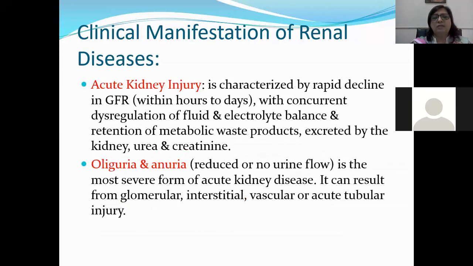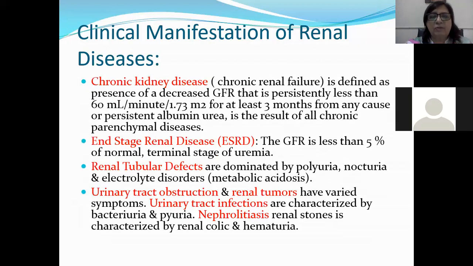Chronic kidney disease, or chronic renal failure, is defined as a decreased glomerular filtration rate that is persistently less than 60 milliliters per minute per 1.73 meter squared for at least 3 months from any cause, or persistent albuminuria. It is the result of all chronic parenchymal disease. So all these kidney diseases will result in chronic kidney disease, leading to end-stage renal disease. In chronic kidney disease, the glomerular filtration rate is decreased to less than 60 ml per minute. In end-stage renal disease, the glomerular filtration rate is less than 5% of normal. The terminal stage of uremia is known as end-stage renal disease.